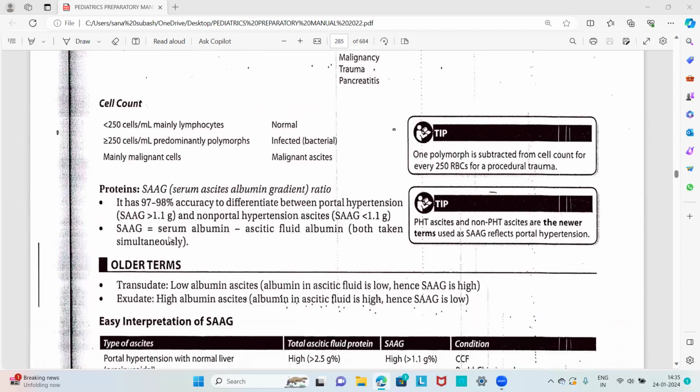Then we have to check for the proteins, that is the serum ascites albumin gradient ratio, which should be assessed from the fluid obtained by abdominal tapping. It has 97 to 98% accuracy to differentiate between portal hypertension and non-portal hypertension ascites. In non-portal hypertension ascites, the SAAG value is less than 1.1, but in portal hypertension ascites, the SAAG value is greater than 1.1 gram.